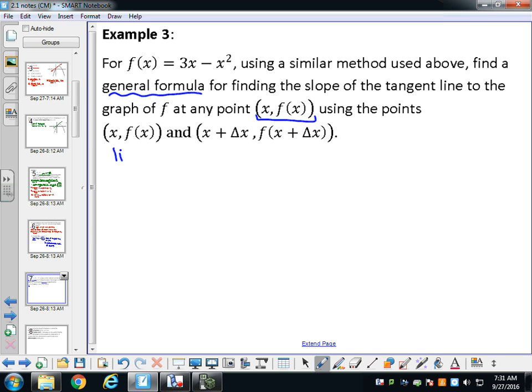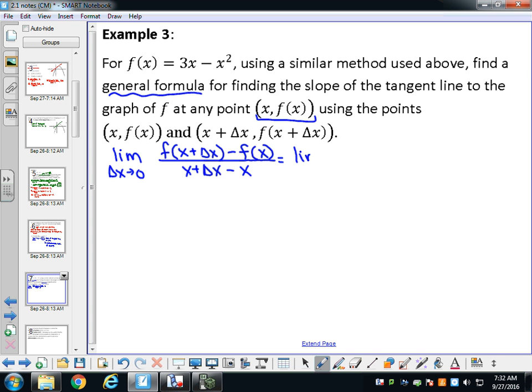I'm going to take the limit as delta x approaches 0. And I want to find the slope or the difference between these. So it's going to be f of x plus delta x minus f of x all over x plus delta x minus x. So that's still my slope formula, but this time I'm doing it in terms of just x's.